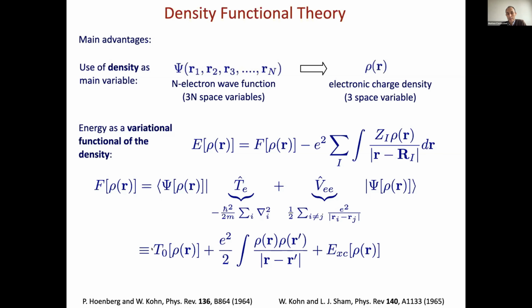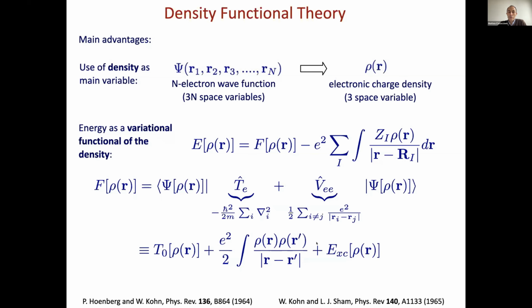Now, this is an exact rewriting of the problem. Of course, nobody knows what the exact exchange correlation functional looks like, and we don't have an analytic explicit expression for this functional. So that's where all the approximations go. And that's the source, basically, of some well-known problems that we're going to deal with today.